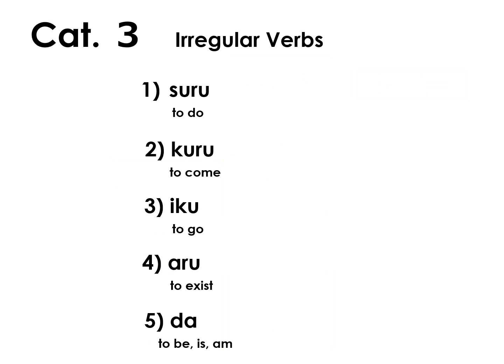As for the 5 commonly used irregular verbs, suru becomes shi, kuru becomes ki, and iku becomes iki. The verbs aru and da do not participate in this conjugation.